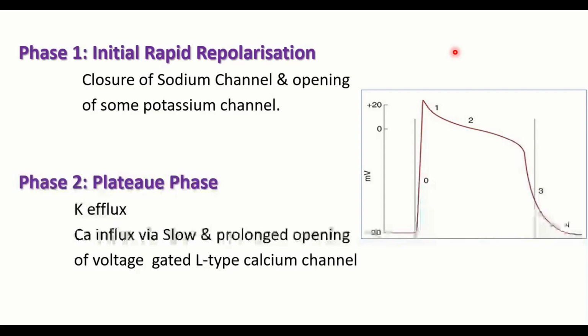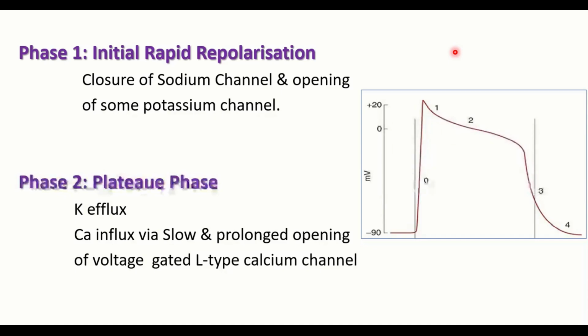Next is phase 1, that is initial rapid repolarization. See, when the membrane was polarized, it was more negative inside than outside. During depolarization, that negativity changed to positivity due to sodium influx. When this positivity is returning back to its previous negativity, we call it repolarization. It is returning back to the polarized state. So it is repolarization. Here you can see phase 1 is called initial rapid repolarization.